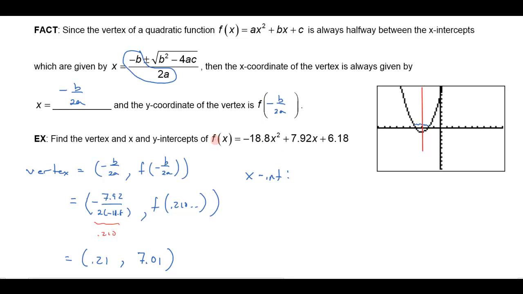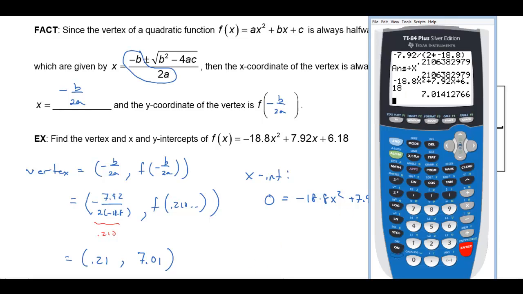I can find those by letting y equal 0. So I'll let y be 0. Y is the same as your f of x. So just solve negative 18.8x squared plus 7.92x plus 6.18, and I'm going to go ahead and use my quad program that I have on my graphing calculator here that I've programmed in there.